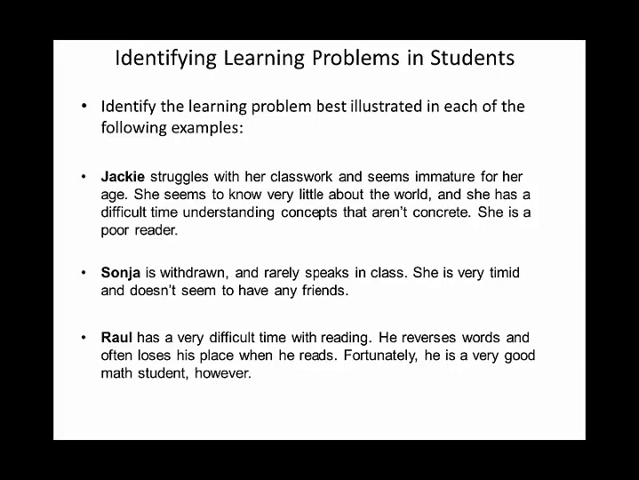Take a look at this next one. Raul has a very difficult time with reading. He reverses words and often loses his place when he reads. Fortunately, he is a very good math student, however. So which one of those categories of exceptionalities would you say Raul fits into?